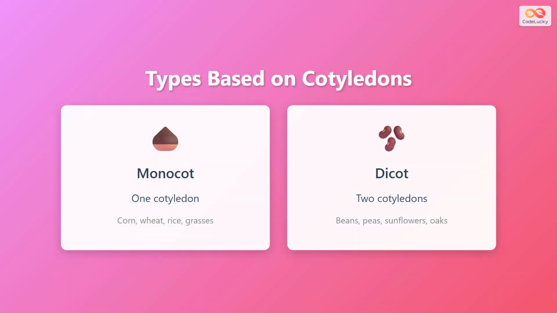Seeds are classified into two major types based on the number of cotyledons they have. Monocots have just one cotyledon. Examples include corn, wheat, rice, and most grasses. These plants typically have parallel leaf veins and fibrous root systems. Dicots have two cotyledons. Examples include beans, peas, sunflowers, and oak trees. These plants usually have branching leaf veins and a taproot system. This distinction affects not just the seed structure, but the entire architecture of the mature plant.